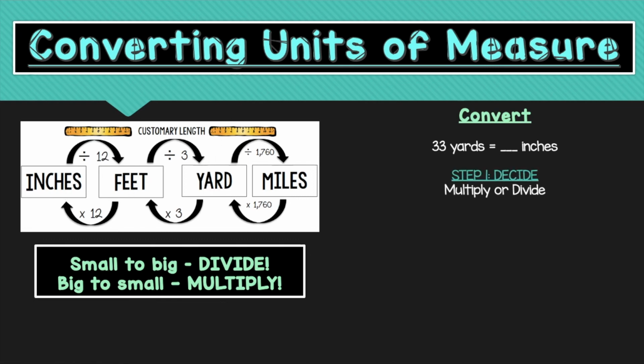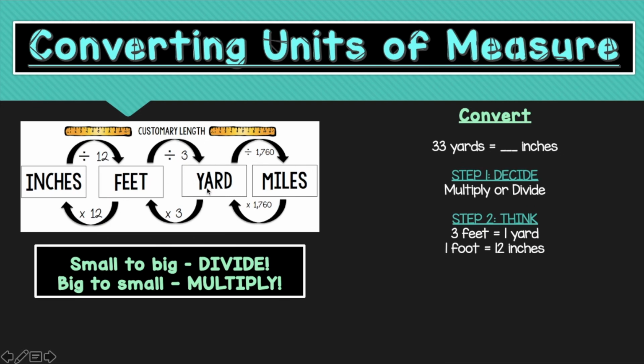So I have to first figure out if I am multiplying or dividing. I am going from yards, which is a bigger unit of measure, to inches, which is a smaller unit. So that tells me I need to multiply. Now I'm thinking, there are 3 feet in 1 yard, and there are 12 inches in 1 foot.